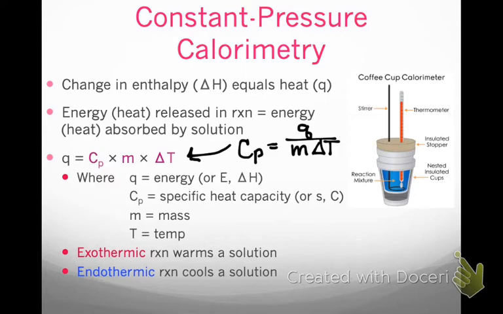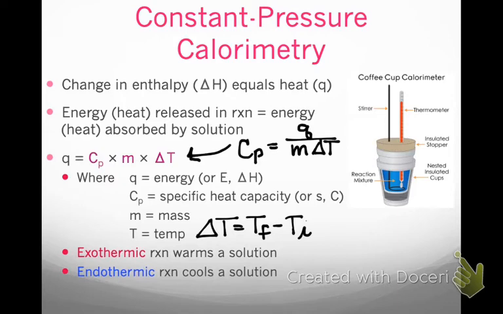M stands for mass, and T stands for temperature. And when we're talking about delta T, that means we're taking TF minus TI, or the final temperature minus the initial temperature. And if that delta T is positive, that means the final temperature of our surroundings was warmer than the initial temperature, and so that would be an exothermic reaction.